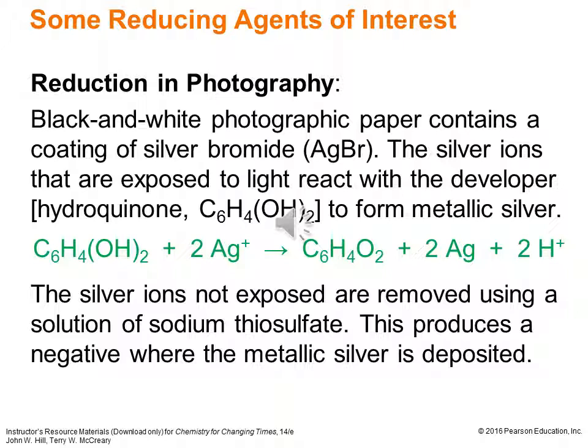And the silver ions that don't get exposed are removed using sodium thiosulfate. So anything on the coating there that wasn't exposed gets removed, and you'll get a negative where the metallic silver is deposited. So that's how photographic processes and photography, at least film photography, relied on silver for many, many years.